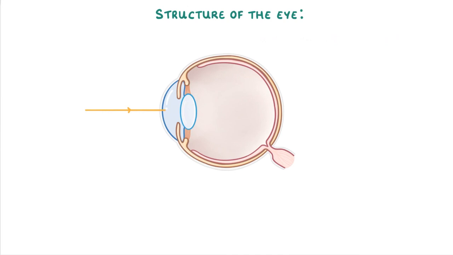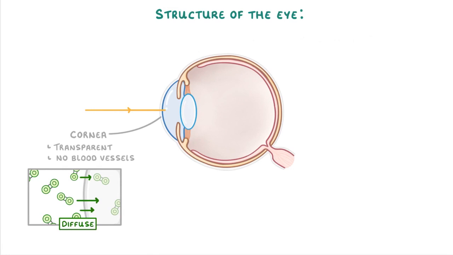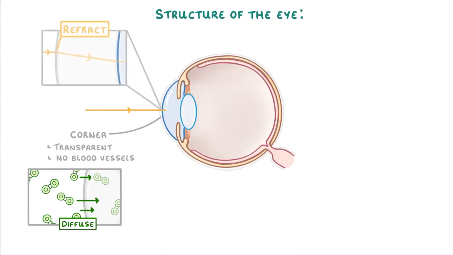As light hits the eye, the first structure that it meets is the cornea. And to allow all the light to pass through, the cornea is completely transparent, and so has no blood vessels. This means that all the oxygen it needs has to diffuse into it from the outside air, rather than being supplied by the blood like everywhere else in the body. The reason we need the cornea is because it causes all the light that passes through it to refract, or bend by a certain amount.